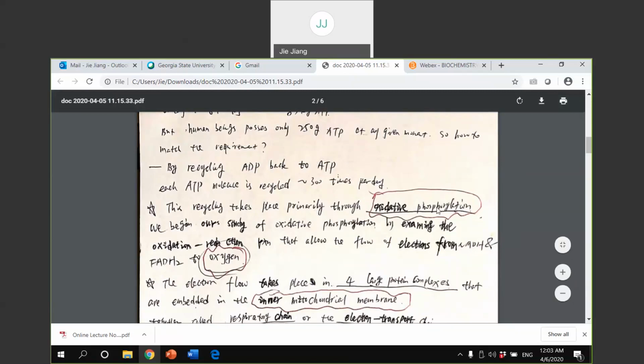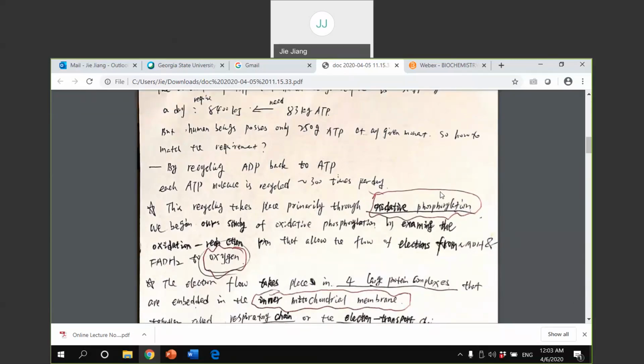That's why oxidative phosphorylation is very important. We know glycolysis can generate ATP, and the citric acid cycle can generate ATP, but the amount is really too small, not enough at all, right? So you have to generate more ATP through a more effective way. That is oxidative phosphorylation.